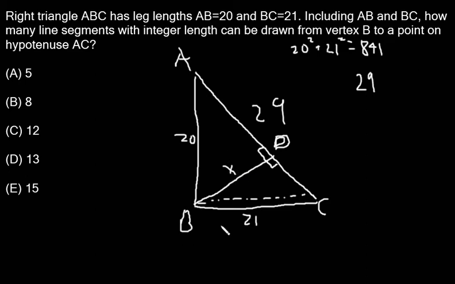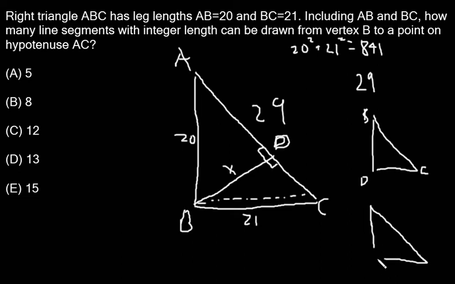The first thing, we want to set up a proportion. We're going to set up two separate triangles: we have triangle ABD and triangle BDC. So let's separate them. We have BDC, so we have D, B, then C. And we have this other triangle, triangle ABD, as well.